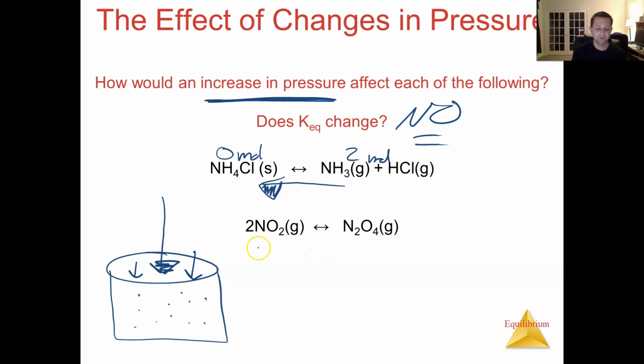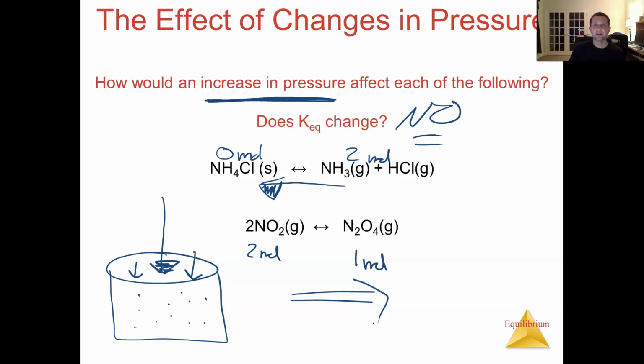We have 2 moles of gas on the reactant side and 1 mole of gas on the product side. So how did the change affect equilibrium for that one? Well, if you take a look at it, we have an increase in pressure. The reaction should shift in the direction that decreases the number of moles of gas. So 2 moles of gas on the reactant side, 1 on the product side. The reaction moves to the right big time. That's your change in pressure and how that works.